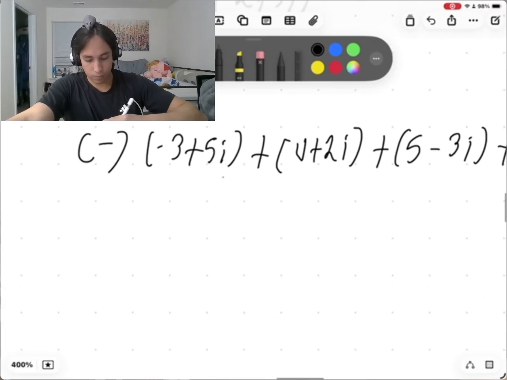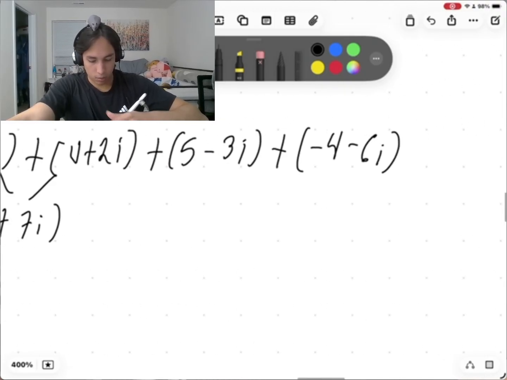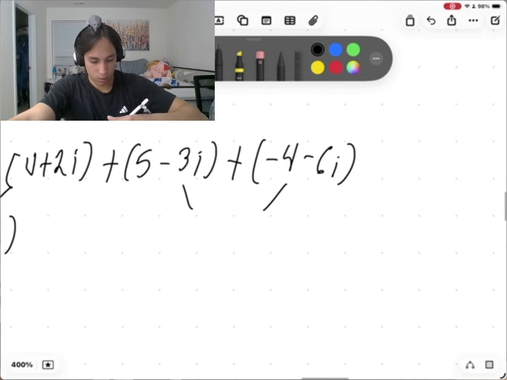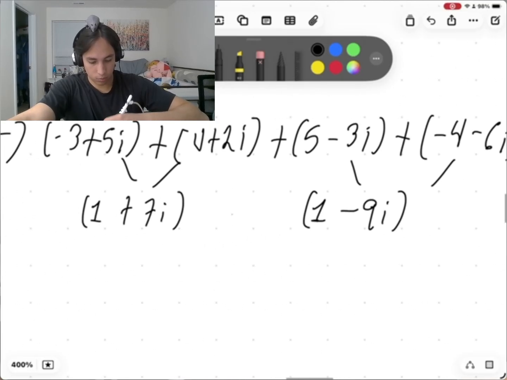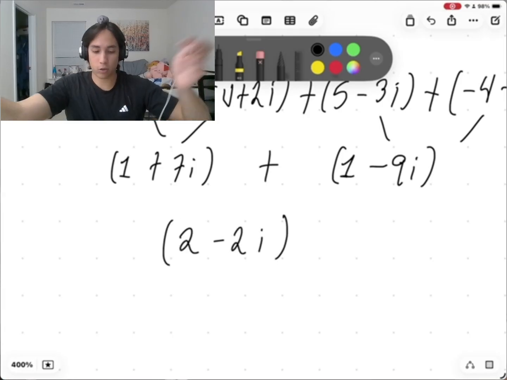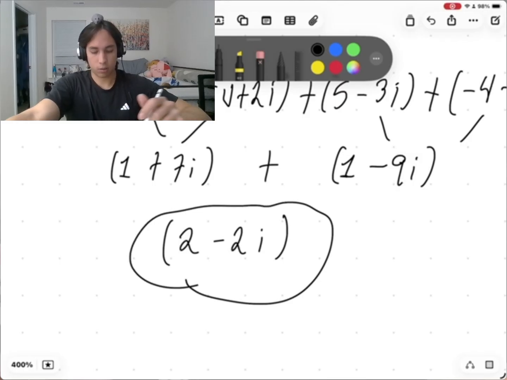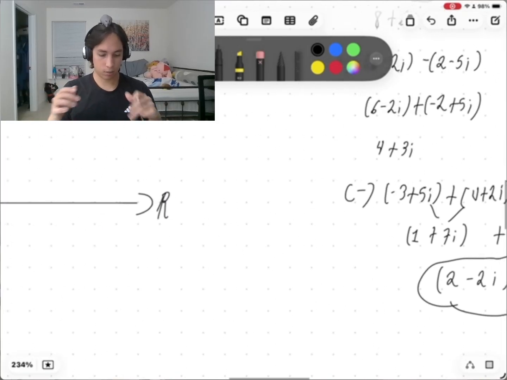Over here, -3 plus 4 is 1. 5 plus 2 is 7. 7, right? Over here, 5 minus 4 is 1. -3 plus -6 is -9. Right? We add, and we do 2 and -2. There we go, 2 minus 2i. This is what, symbolically, analytically, the result of this whole summation is.